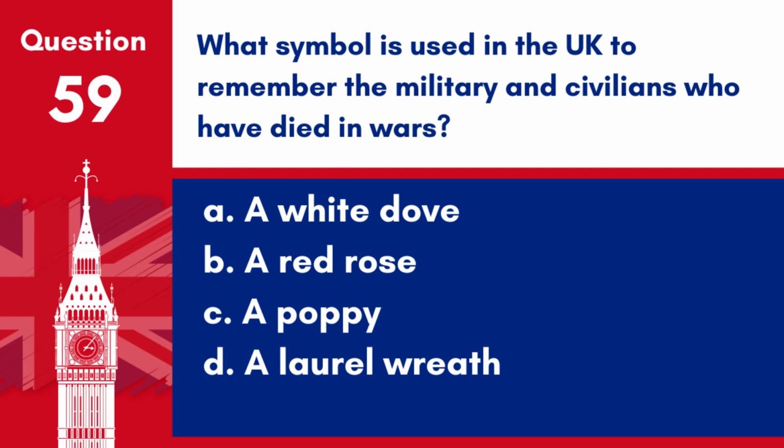Question 59. What symbol is used in the UK to remember the military and civilians who have died in wars? A. A white dove. B. A red rose. C. A poppy. D. A laurel wreath. Answer C. A poppy. The poppy is used as a symbol of remembrance in the UK to honour the military and civilians who have died in wars.